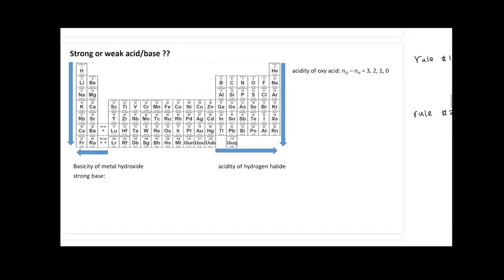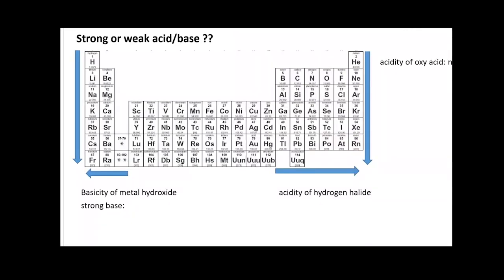Rule number 2 is this table. If you have a chemical structure that goes down the table or to the right of the table, it will be more acidic. For the base, if you go more down and more to the left, it will be a stronger base.